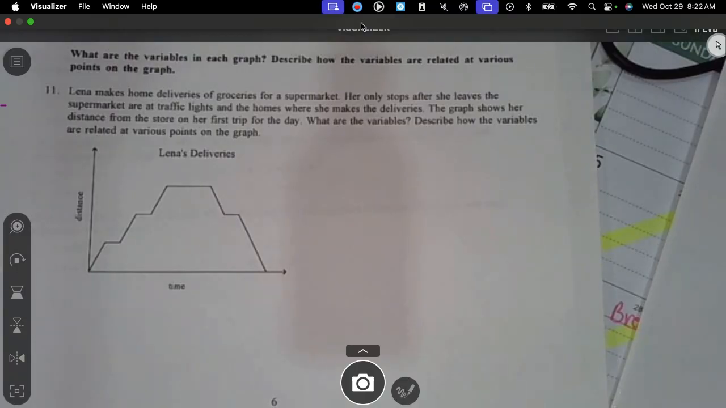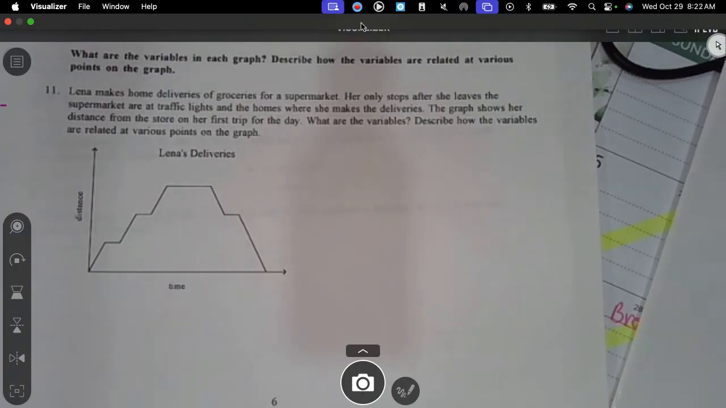Describe this situation. Same exact problem we had on the worksheet. Lena's making deliveries for the grocery store. She only stops at traffic lights and homes where she makes the deliveries. Okay? The graph shows her distance from the store on her first trip of the day. What are the variables? First question. People miss this one. It's right there. It says, what are the variables? What are the 2 variables? They're written on the graph.